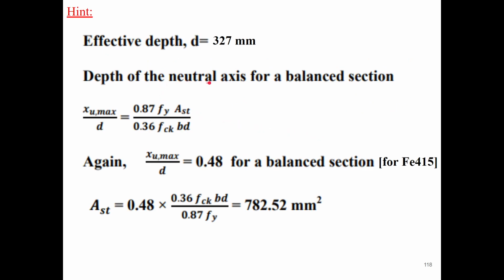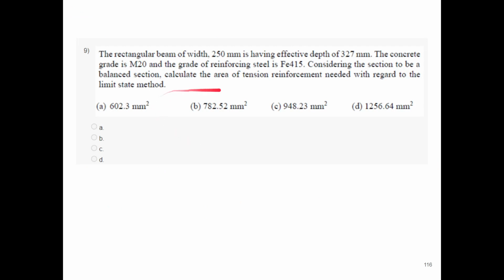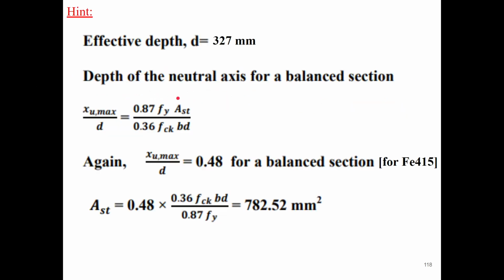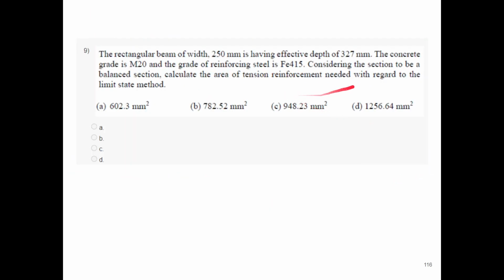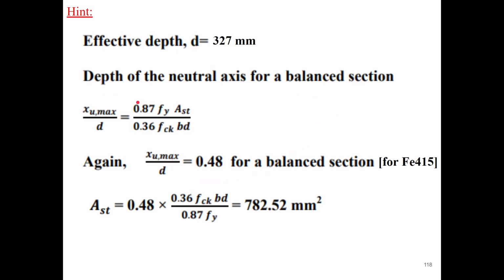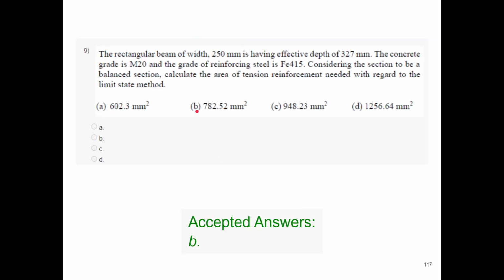So if you see effective depth D is 327 mm, depth of neutral axis. Because it is a balance section, it will be XU max by D. So it is 0.87 FY AST by 0.36 FCK BD. This is the equation, and XU max by D will be 0.48 because it is balance for Fe415. So using these two, we can find the AST value as 782.52 millimeter square. So B option is the correct option. So as you can see, B is the correct option.